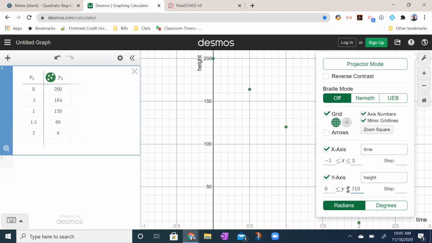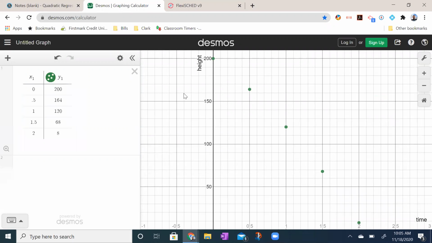All right, now that I'm happy with my domain and range, my window settings, I can go ahead and click anywhere on the graph. And then I can see my dots. I have 1, 2, 3, 4, 5 coordinates, so I should have 5 dots, 1, 2, 3, 4, and 5. So those are the dots there.